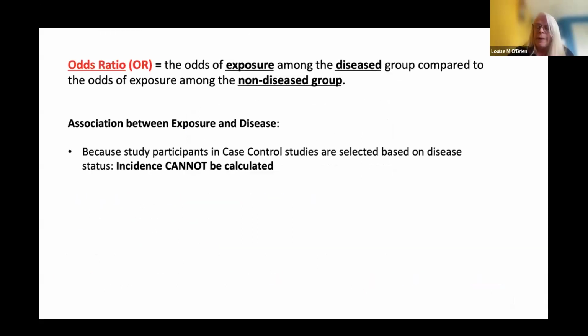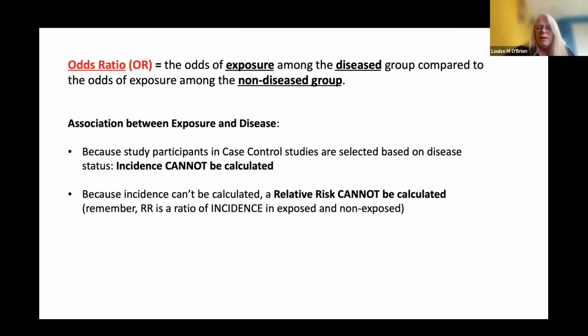Okay, so let's move on to odds ratios. The odds ratio is the odds of exposure among the disease group compared to the odds of exposure among the non-disease group. So if you think about that, we're kind of working backwards. We've already got our disease, and now we want to look back at what the odds of the exposure were. So this is used in case control studies, because people in case control studies are selected as cases, based on the disease you're interested in, and they look back at the exposure. By that means, you cannot calculate incidence, because you've already got your disease and you're looking backwards. So odds ratios are used in case control studies.